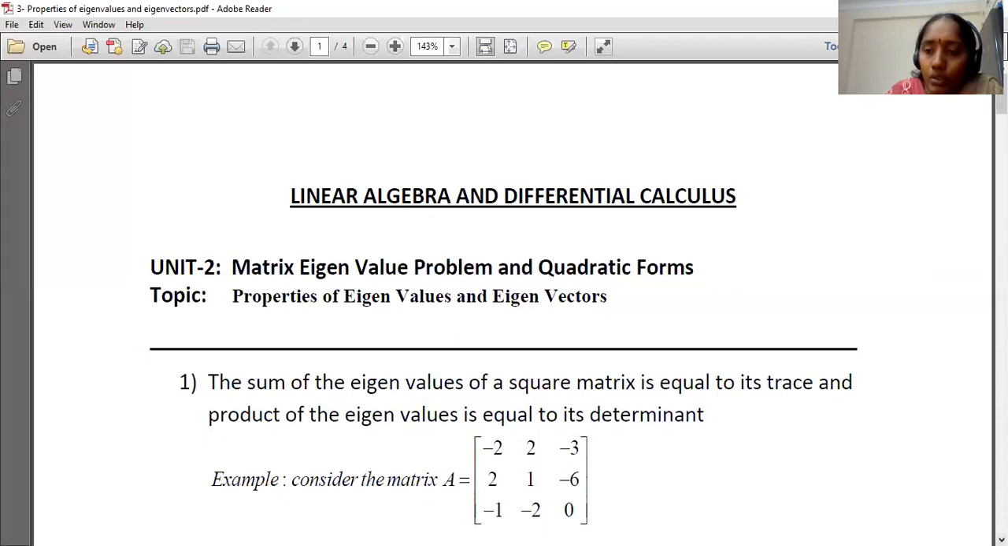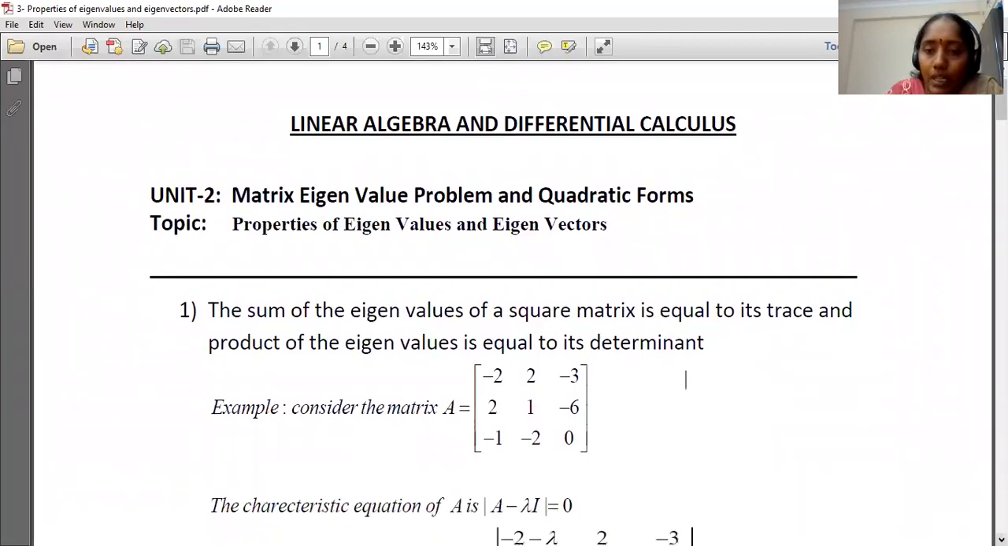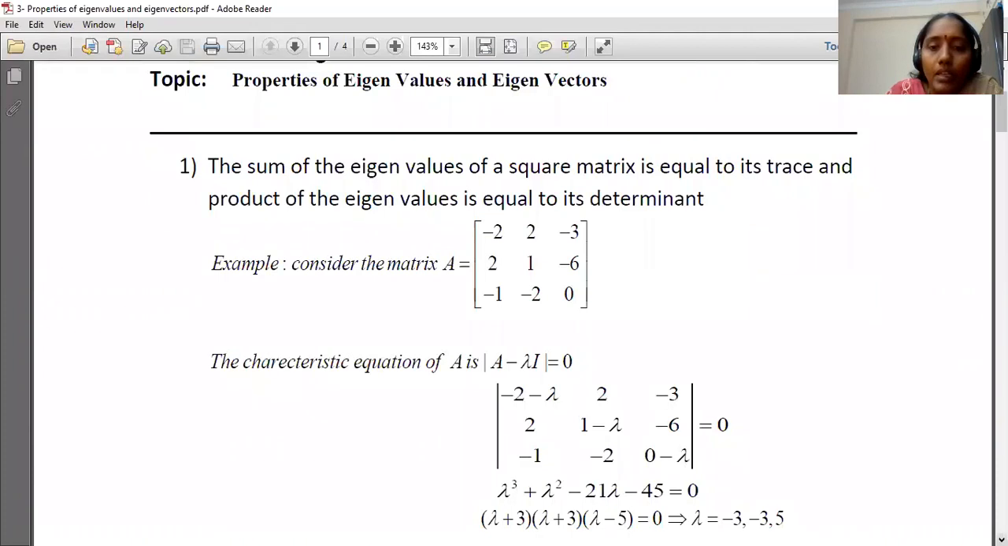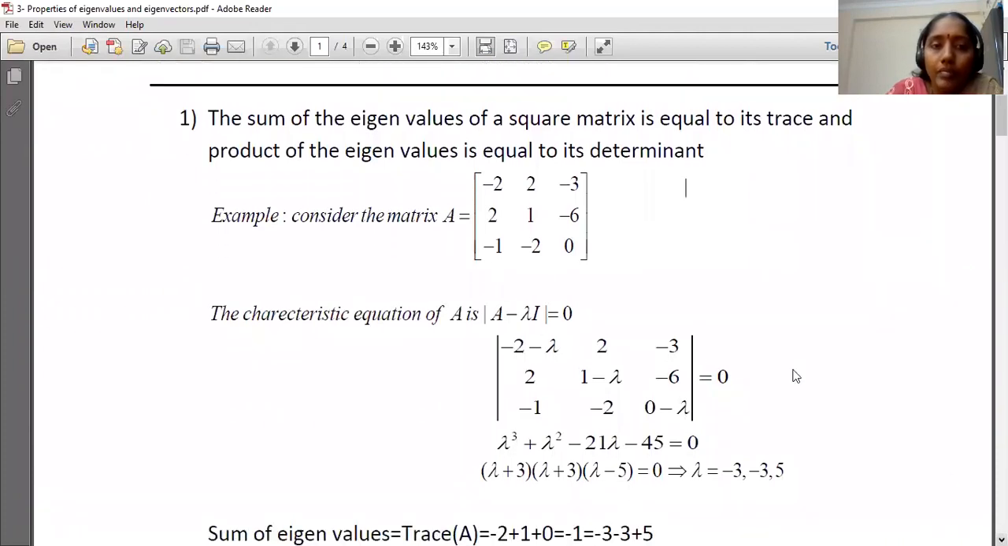Now we go through an example. I will explain with an example. Consider a matrix A with rows minus 2, 2, minus 3; 2, 1, minus 6; minus 1, minus 2, 0. Find the characteristic equation first, that is, determinant of A minus lambda I is equal to 0. Find the determinant, then you will get the characteristic equation as lambda cube plus lambda square minus 21 lambda minus 45 is equal to 0.